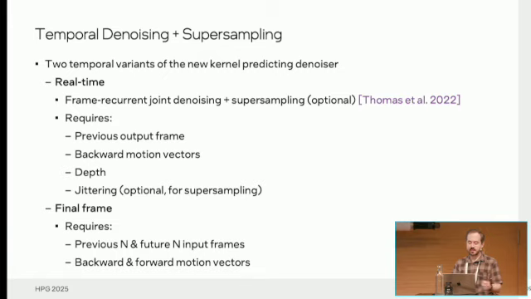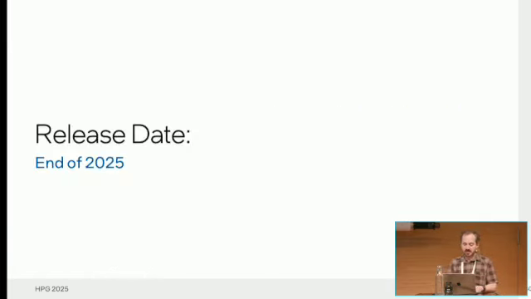And for supersampling, the input will also need to be jittered as well, which is quite standard for these kinds of approaches. And the other temporal filter that will be introduced will be designed specifically for high-quality final frame rendering, which will be able to leverage not just past, but future frames as well, since we typically have them available, requiring both backward and forward motion vectors in this case. Now, all this, OpenImageDenoise 3, is expected to be released toward the end of this year.